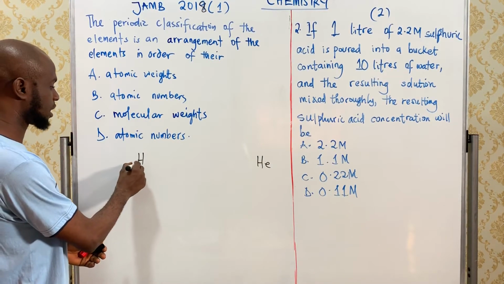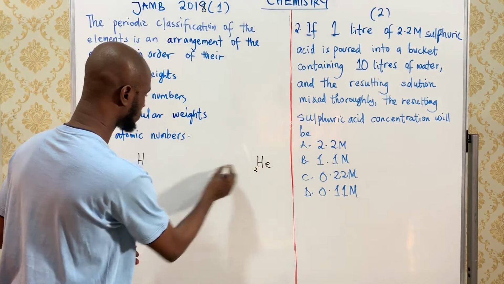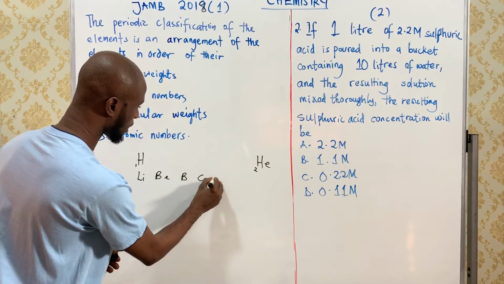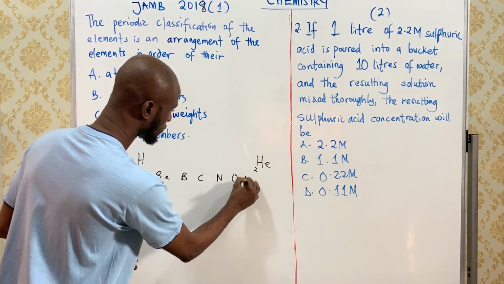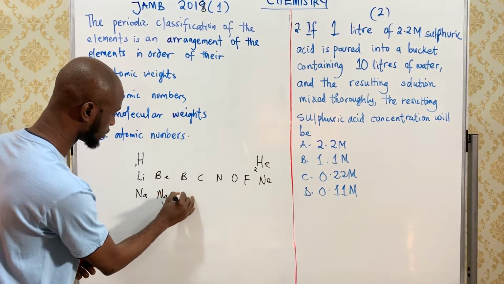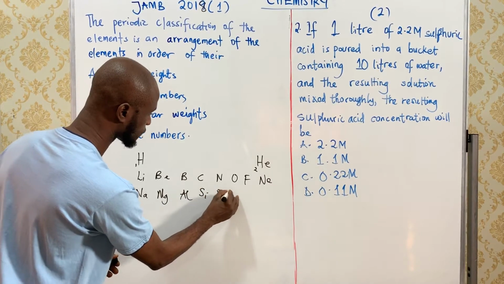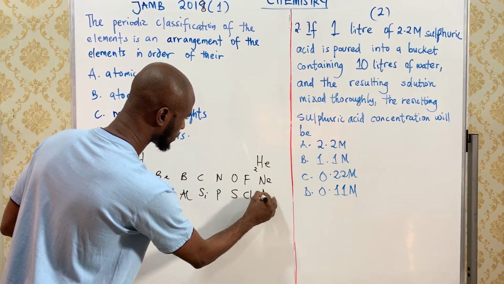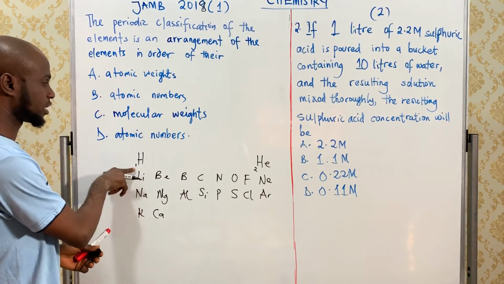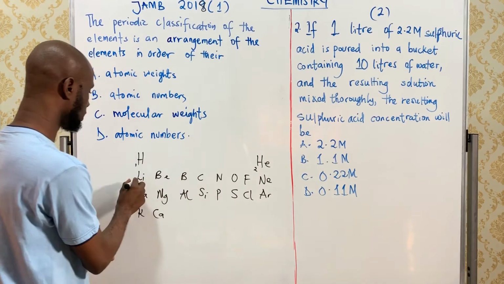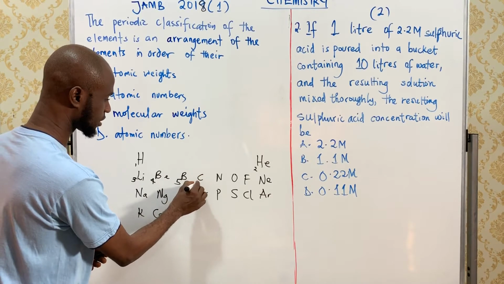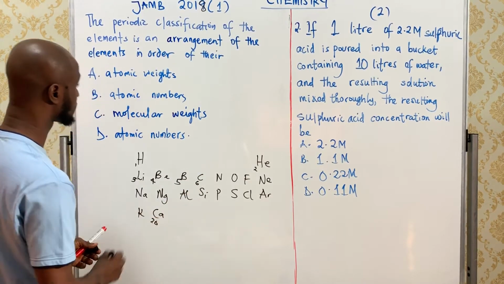We have hydrogen, it has atomic number 1. We have helium 2, lithium, beryllium, boron, carbon, nitrogen, oxygen, fluorine, neon, sodium, magnesium, aluminium, silicon, phosphorus, sulfur, chlorine, argon, potassium, and calcium. Atomic number 1 is hydrogen. For helium, it has 2. For lithium, 3. For beryllium, 4. For boron, 5. For carbon, 6. So we get to atomic number 20.